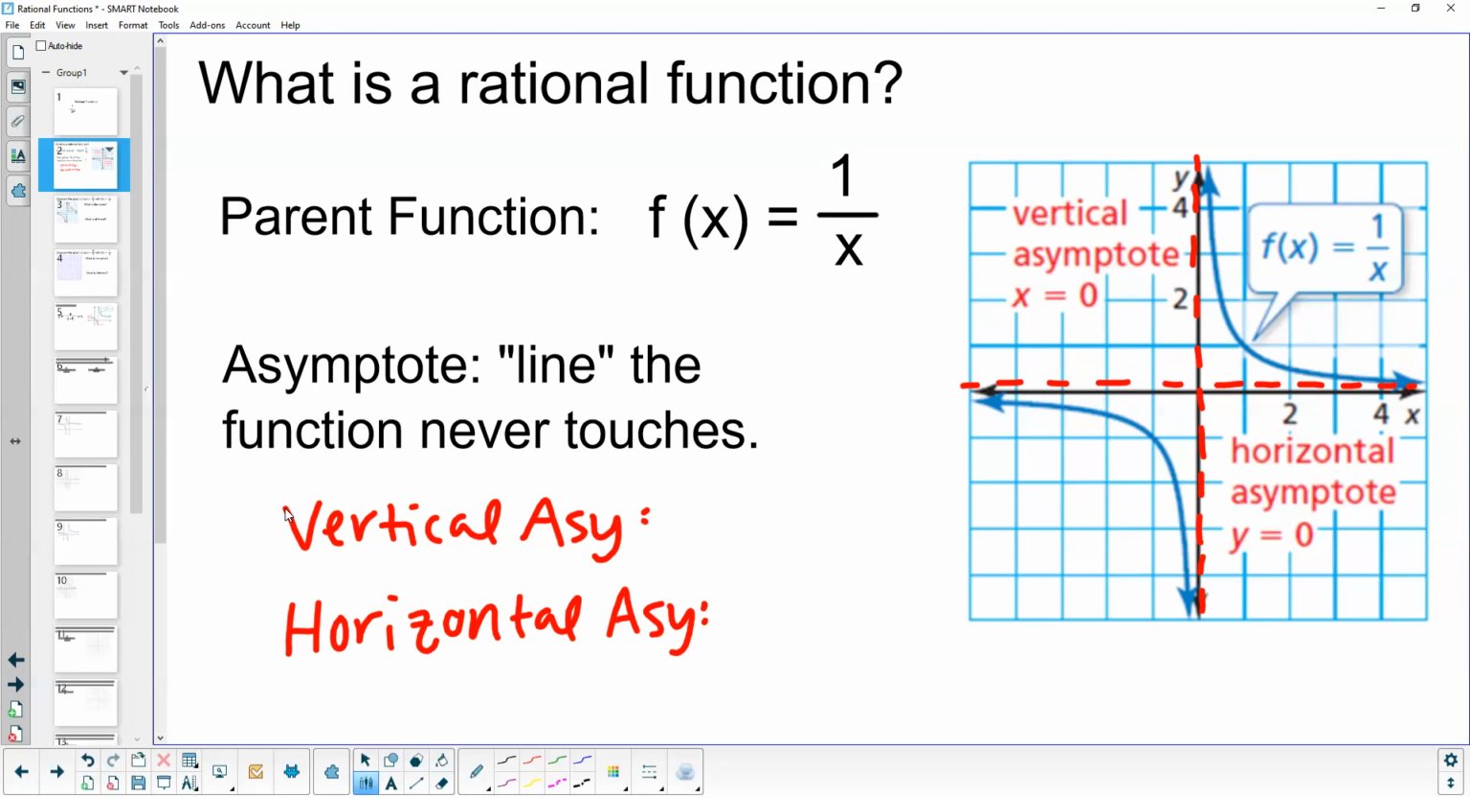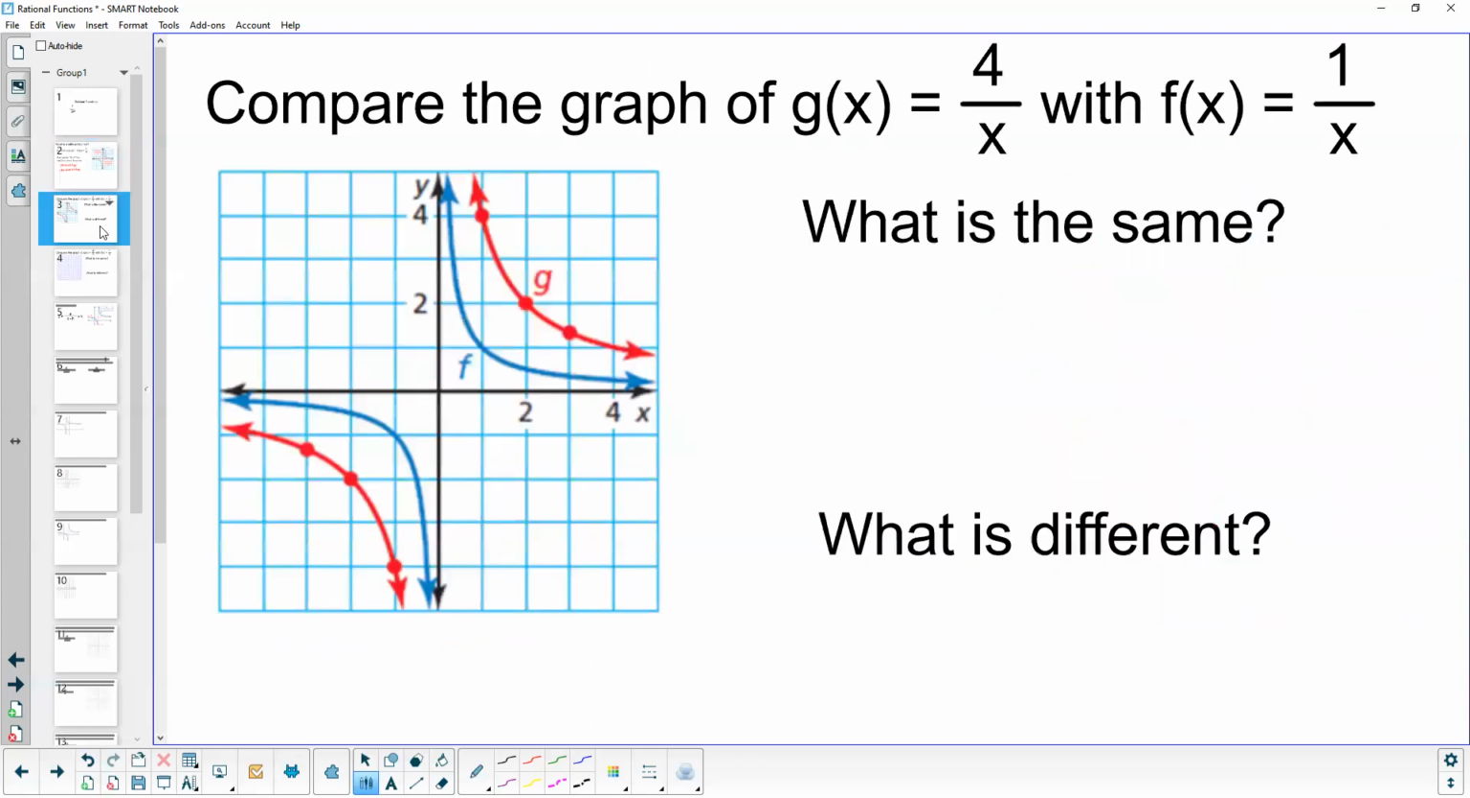Similarly, we have a horizontal asymptote at y equals 0. And we have this asymptote there because it's impossible for me to put any number in for x and to get it to equal 0, right? Because in order to get the number 0 out of a fraction, we have to have a 0 on top. Now, because we don't have any zeros on top, it's impossible for us to get that. So this is that most basic parent function. It looks like this. Now let's take a look at a couple of other functions and see how they compare.